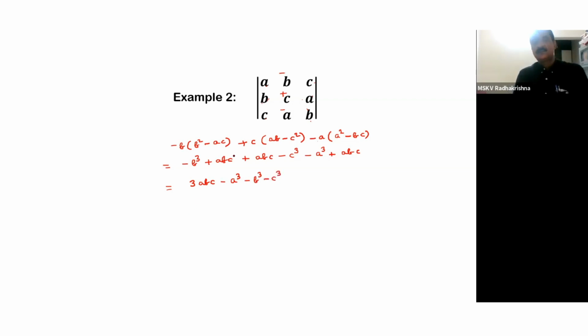Okay, so this is the value of this determinant. You can use any row or any column, you will get the same value. All right.